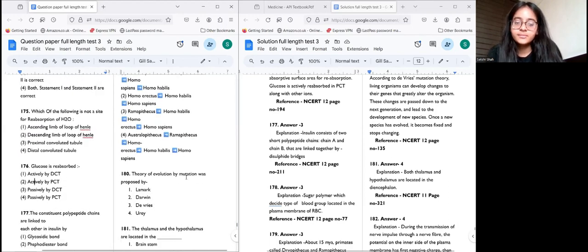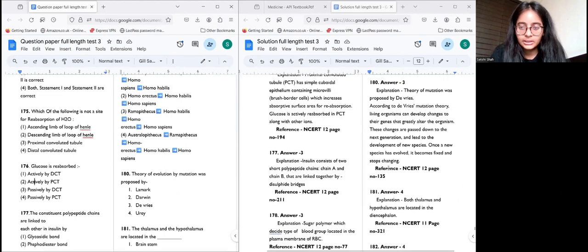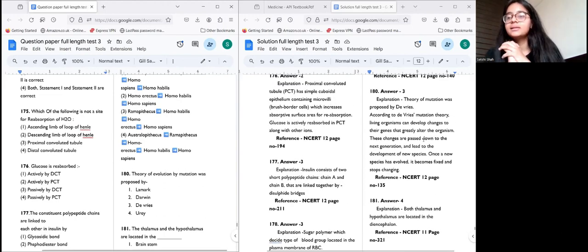Next, the theory of evolution by mutation was proposed by, the answer is De Vries. So the answer is option number 3. And what does the theory state?